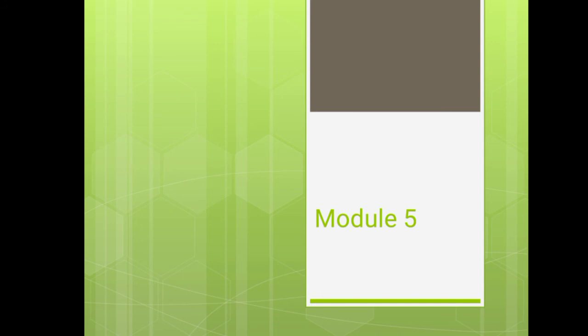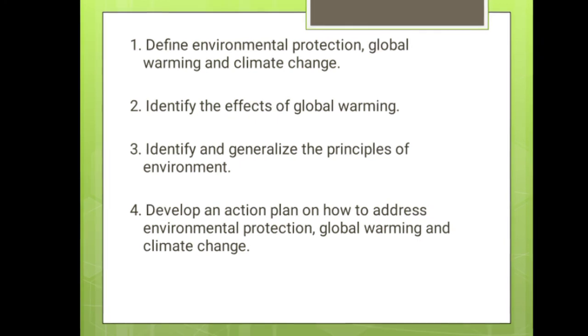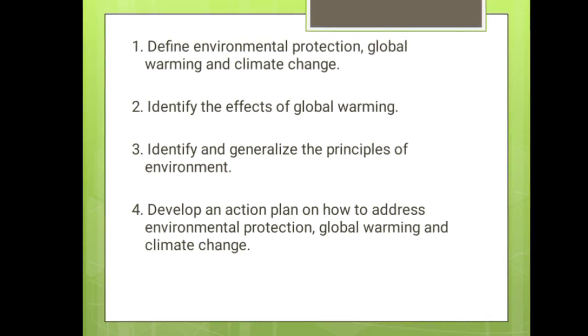Our topic is the whole module 5 and it consists of 5 different lessons. And we reporters should be able to discuss the following. First, define environmental protection, global warming, and climate change. Second, identify the effects of global warming. Third, identify and generalize the principles of environment. And lastly, develop an action plan on how to address environmental protection, global warming, and climate change.